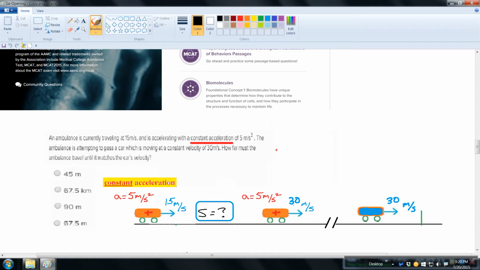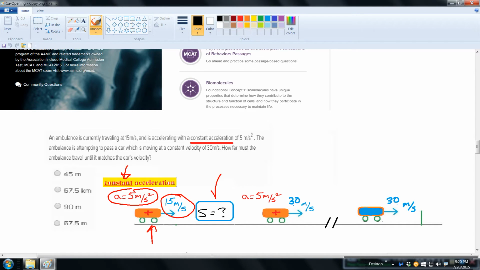So what's nice about SUVAT is when you're taking a time test, you really don't have to draw these pictures. I did it here just to kind of orient us very quickly, but you'll find that you'll rely less on having to draw pictures for the kinematic equations. Not that that's not good to get an intuitive understanding, but anyway, so we have this ambulance here, and we have been given that it initially had a velocity of 15 meters per second. It's got a constant acceleration, that's important that it's constant, of 5 meters per second squared.